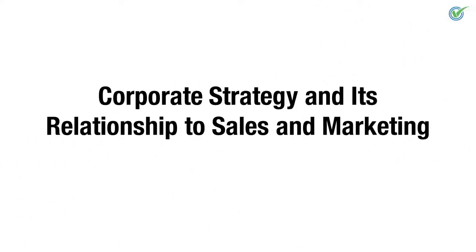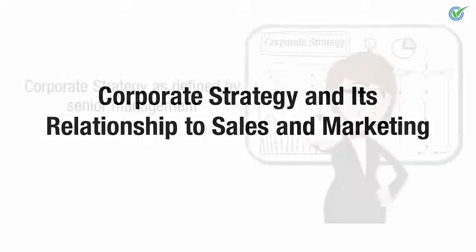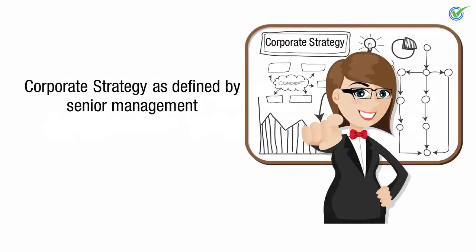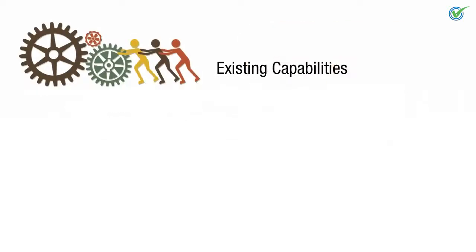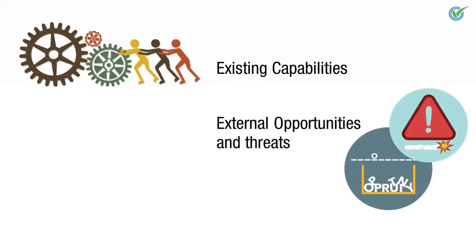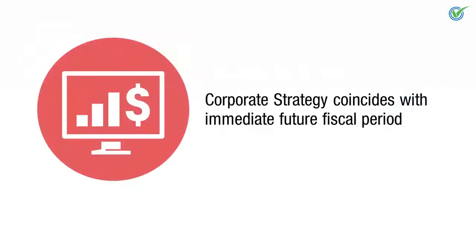Welcome! As we continue our video introduction of the SMBOK Guide, let's talk about corporate strategy and its relationship to sales and marketing. In this video, we'll learn about corporate strategy, which is the overall direction of the company as defined by senior management. Corporate strategy takes into consideration an assessment of the existing capabilities of the company and external opportunities and threats. Corporate strategy usually coincides with the immediate future fiscal period, or it could be developed with a longer term.